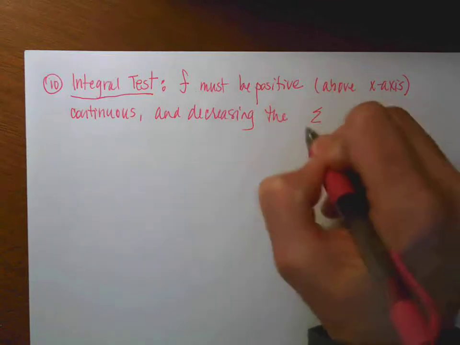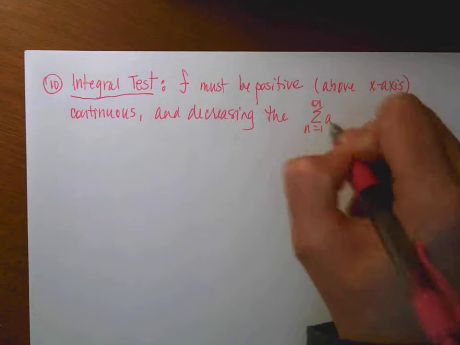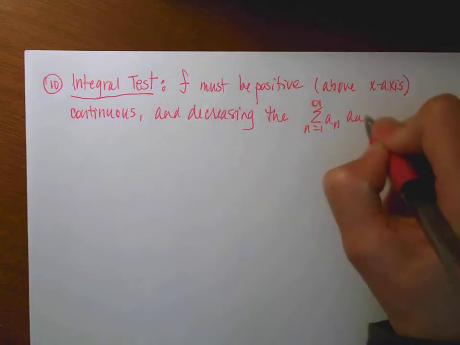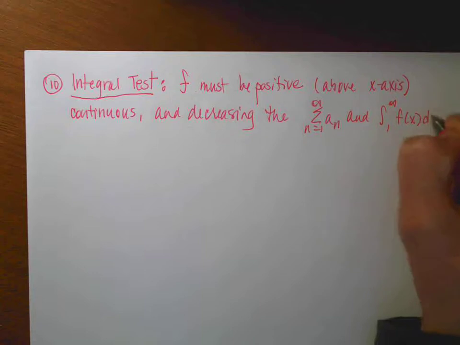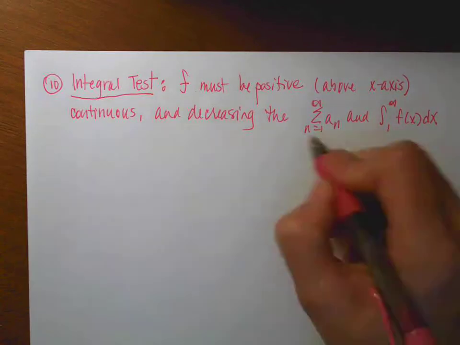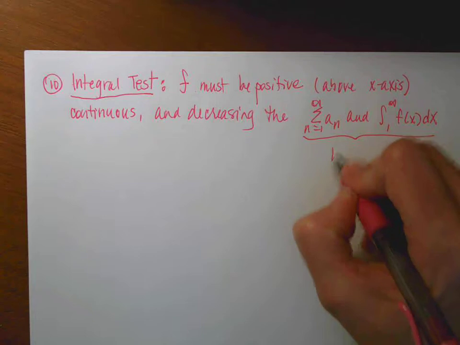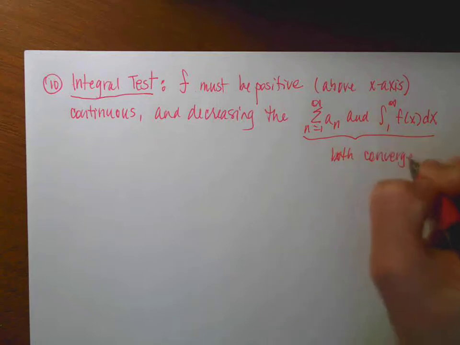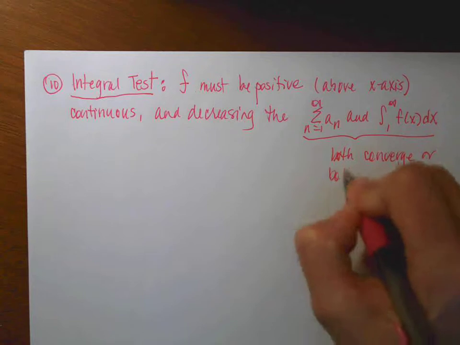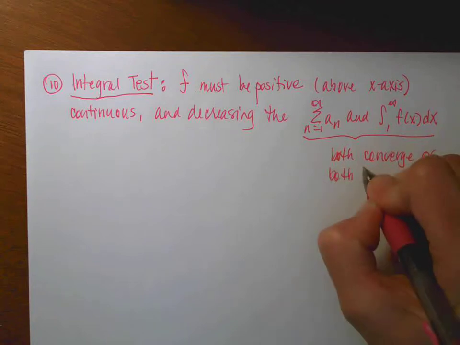Then we're going to know that the sum from n equals 1 to infinity of a sub n and the integral from 1 to infinity of f of x dx, both of these guys are going to both converge, or they're both going to diverge.